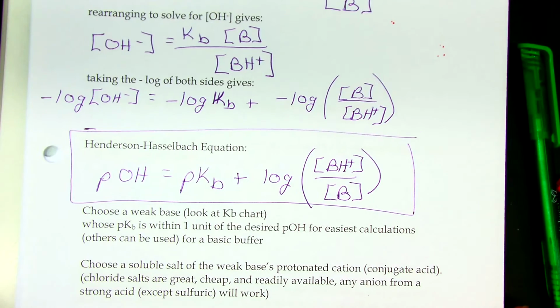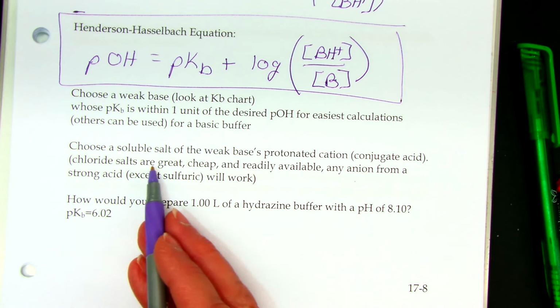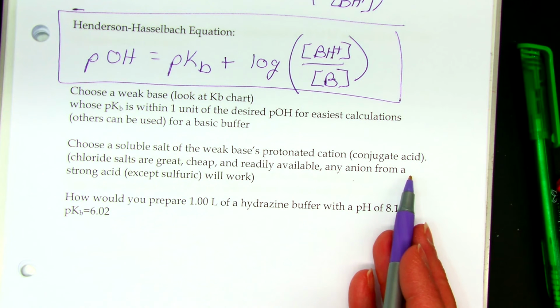So we do this exactly the same way, except that we're now using pOH instead of pH. This is a little bit trickier because you do have to think about looking at the charts. They give you the pKb on the weak base chart. You have to choose one whose pKb is within 1 unit of the pOH you want. And since we talk about pH, you have to switch it to pOH. Okay? So we choose a soluble salt of the weak base's protonated cation, the conjugate acid of the weak base.